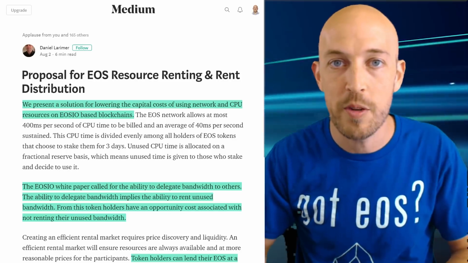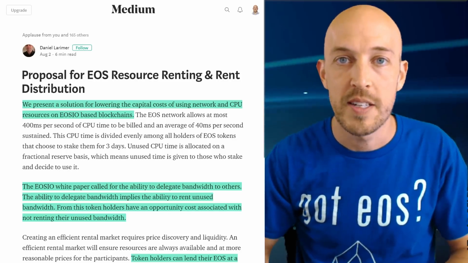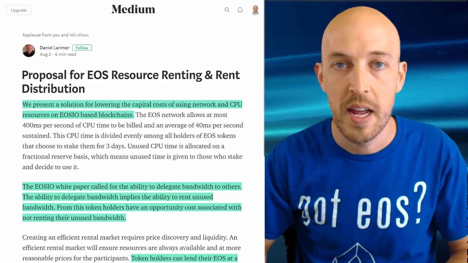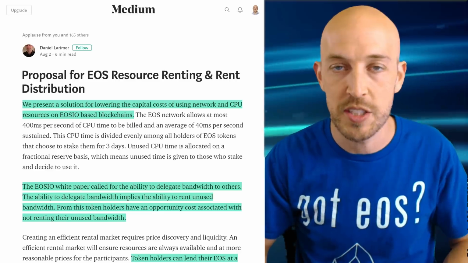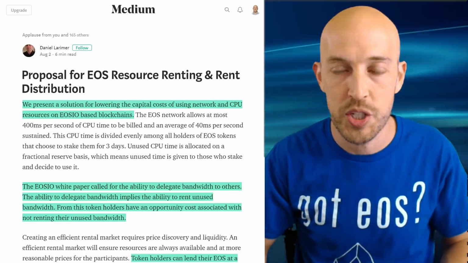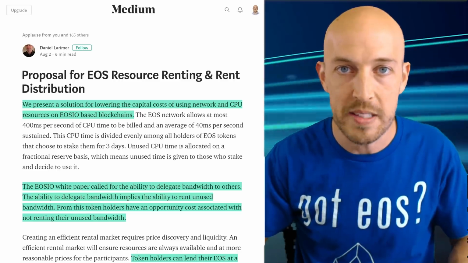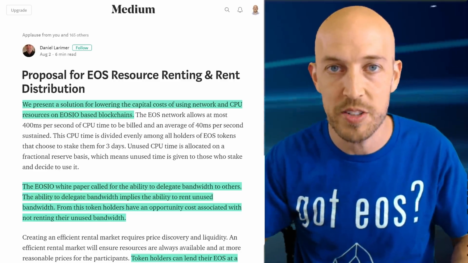Okay, and for the moment you've all been waiting for, Dan's proposal for EOS resource renting and rent distribution. So let's do this in two stages. First of all, let's do the high level approach, because not everyone wants to get down to the nitty gritty, bits, bytes, trading, this and that, understanding all that.